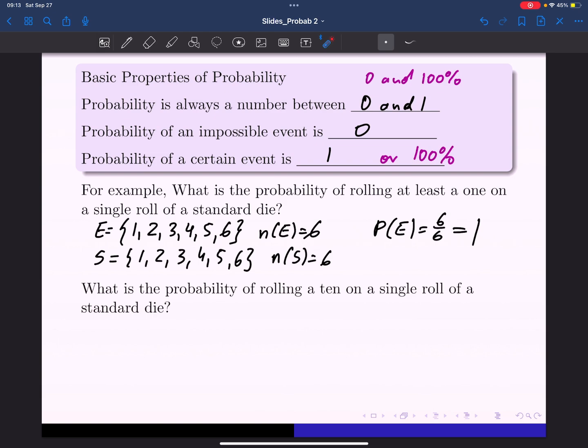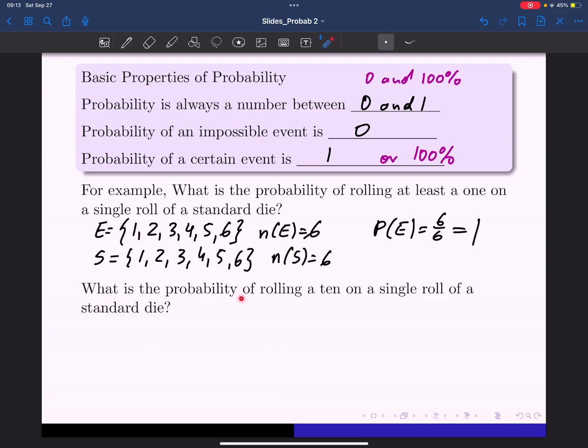So this is called a certain event, because when rolling at least one on a single die, we are certainly always going to roll at least one or more. At least one means one or more, right? So that's why we're getting 1.